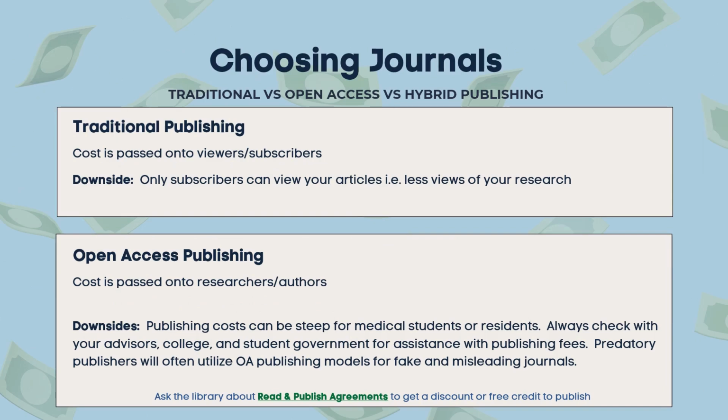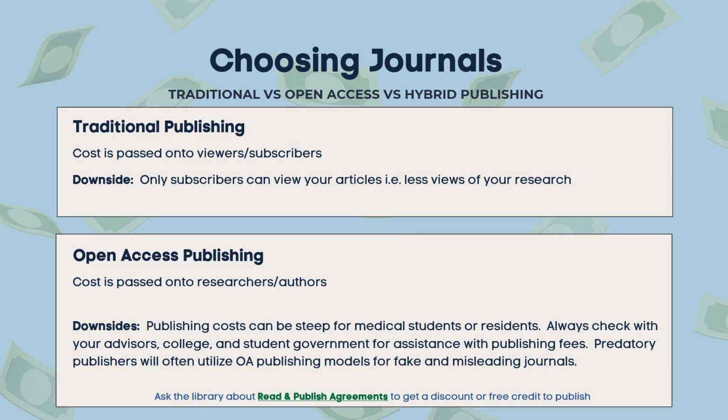Choosing journals, traditional versus open access versus hybrid publishing. Traditional publishing passes publishing costs to the viewers and readers of the journal's content. If you have been asked to pay for an article or subscribe to a journal at a cost to you, this is most likely traditional publishing. Another term you might be familiar with is paywall.